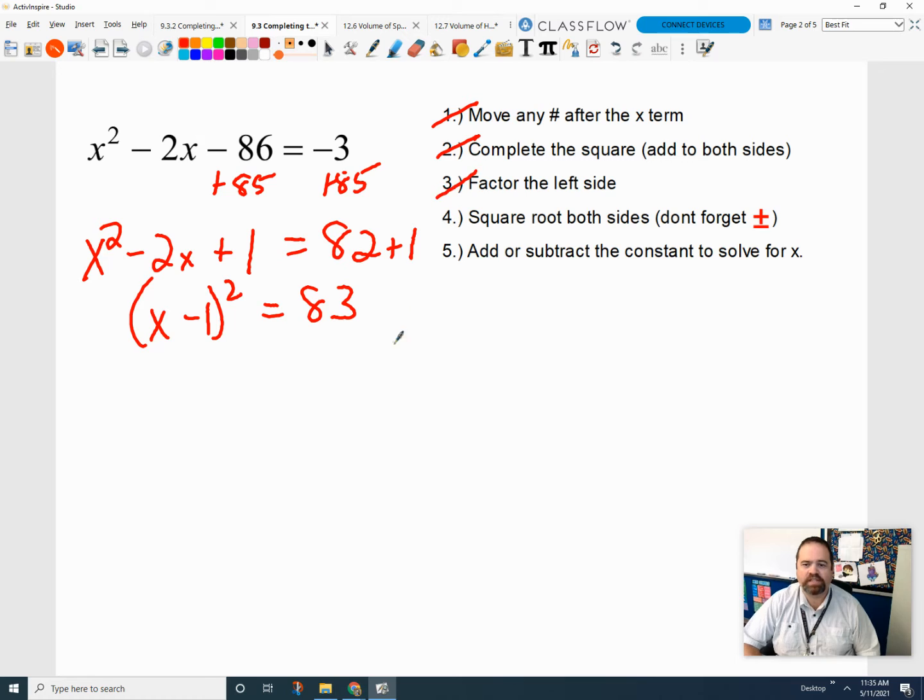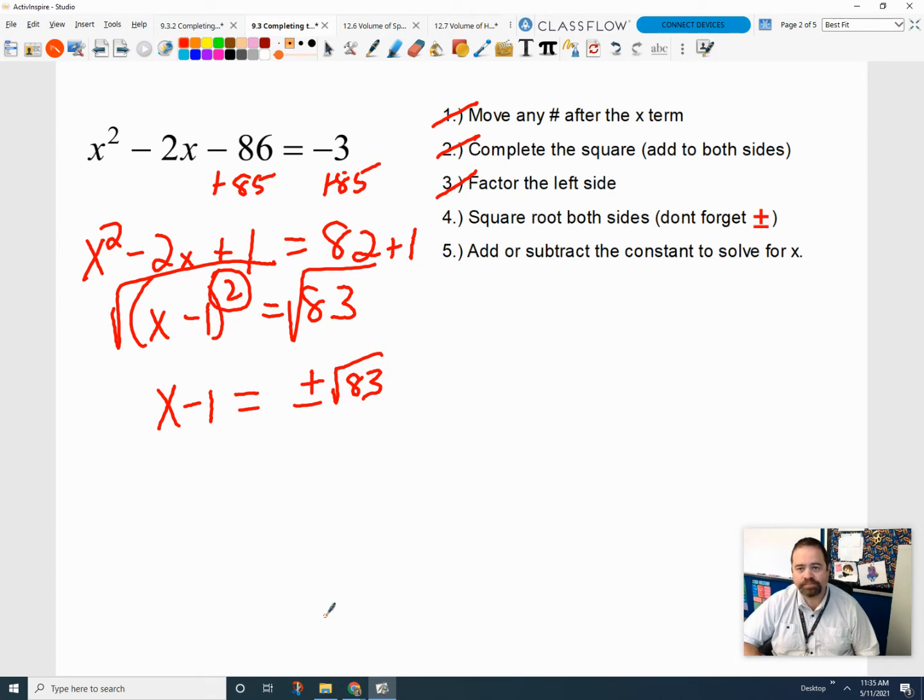Okay, so I factored the left-hand side. Now, I'm going to take the square root of both sides of this. Square root of the left, square root of the right. When I take the square root of the left, I'm square rooting a perfect square. So that just spits out what was in the parentheses, and my right-hand side is plus or minus root 83. Under that root, check and see if it's a perfect square. A lot of times it will be. Check and see if it will simplify. A lot of times it will. I don't believe 83 simplifies.